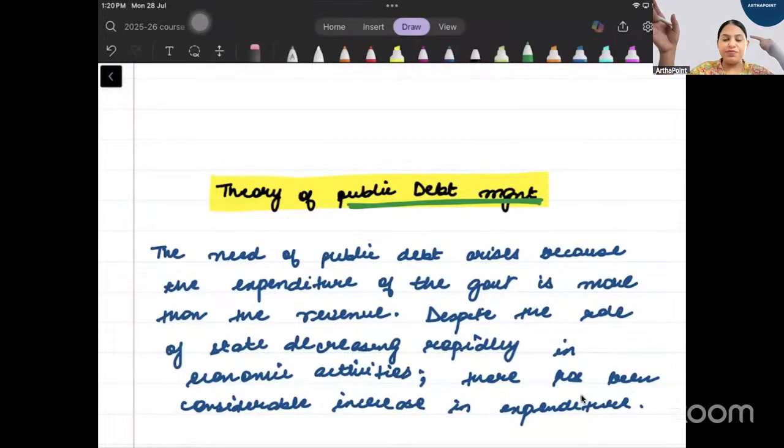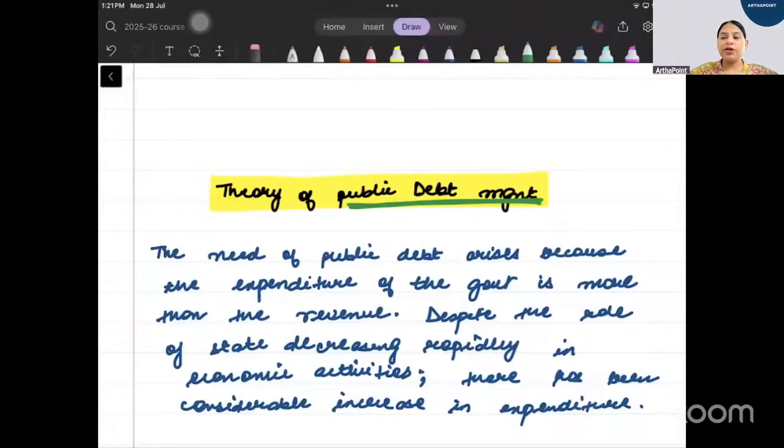Because whenever you take a loan, the public is taking a risk by giving money to the government, right? Risk whether it will be repaid or not. So you have to try to minimize the risk of the public also, and you have to support monetary and fiscal policies also.